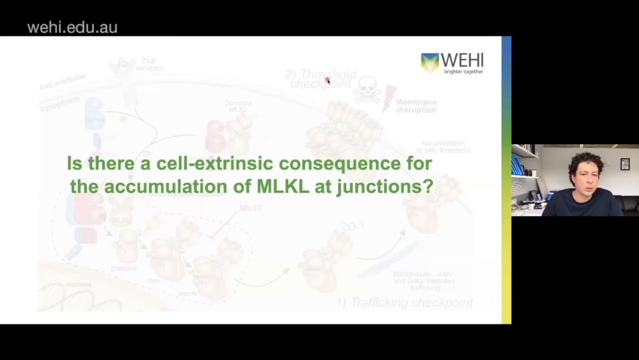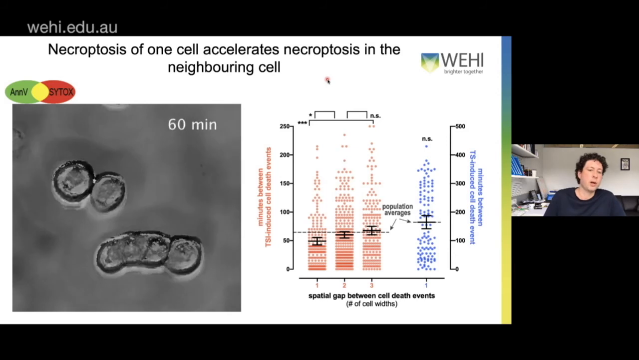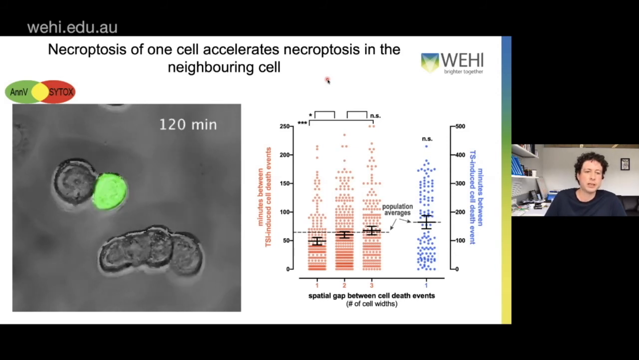So the other question that immediately popped into mind when we saw these hotspots that were preferentially situated in junctions is, is there a cell extrinsic consequence for accumulating this toxic MLKL species at junctions? Everything I talked about before now was in the cell intrinsic role. For these checkpoints, is there a cell extrinsic role? And it turns out that there is. So hopefully this video will do the explaining for me.